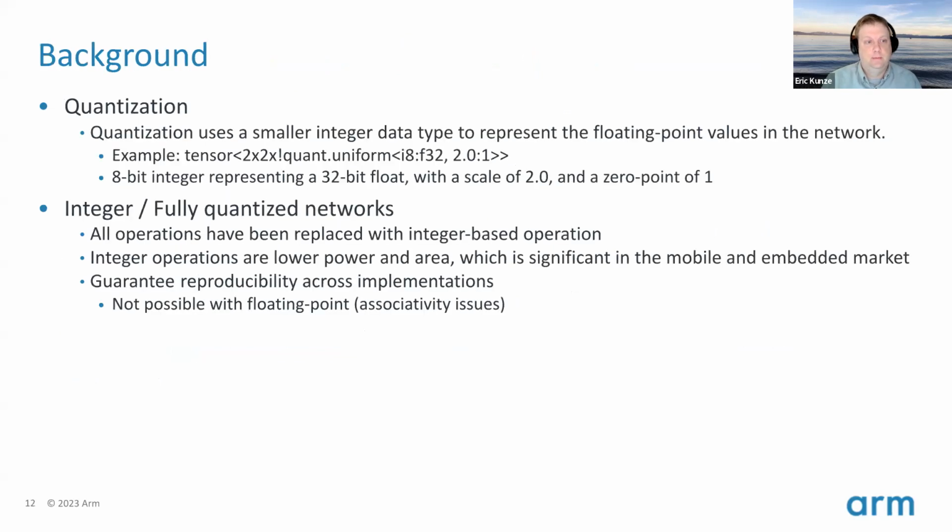Okay, next slide. To give a little bit more background, I imagine most people on this call probably already know this, but I don't want to jump in without any explanation. One of the main things we're concerned about with TOSA is quantization and quantized networks. Quantization uses a smaller integer type to represent the floating point values in the network. There's an example there from a simple tensor that is uniformly quantized, where you have an 8-bit integer representing the 32-bit float. There's a scale of 2 and a zero point of 1.